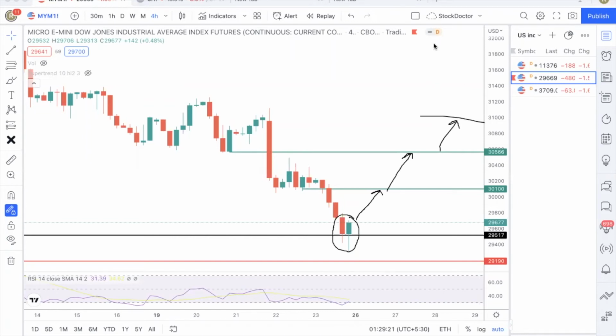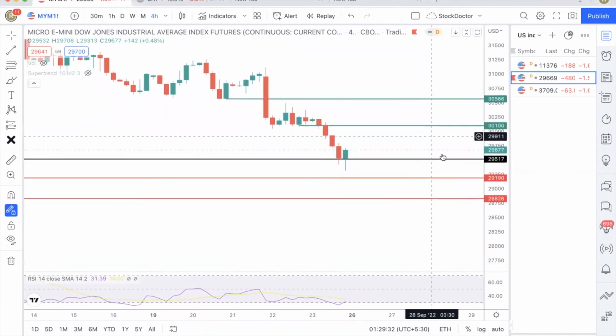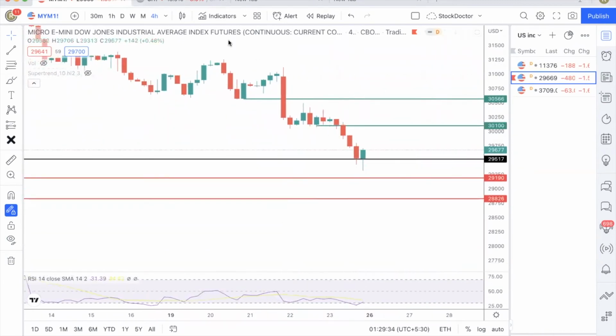Now we will talk about the downside levels. If Dow Jones starts trading below 29,500, which you can see here, then I'm going to see two immediate targets. First is 29,200 and second is 28,825. These are the immediate two short-term targets which I am looking at in the Dow Jones.